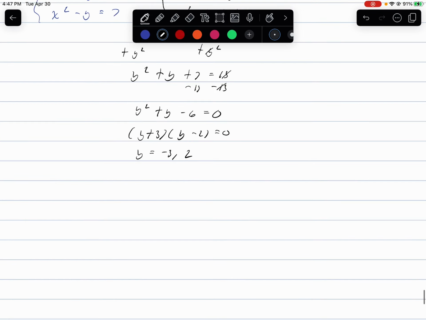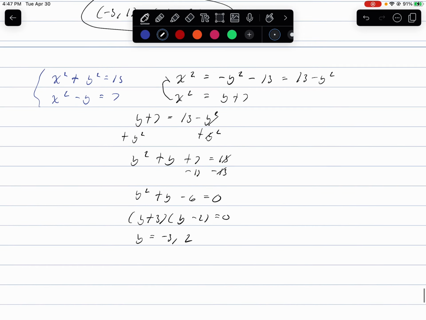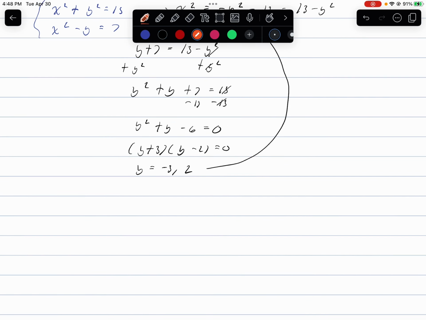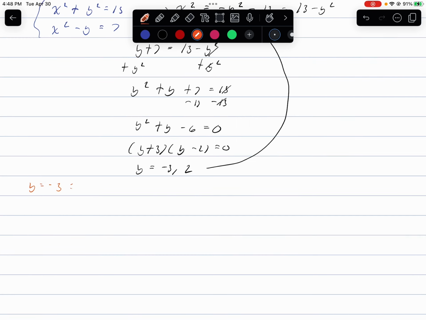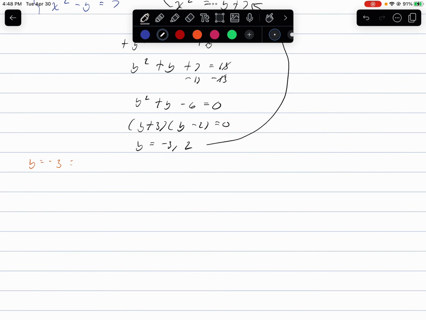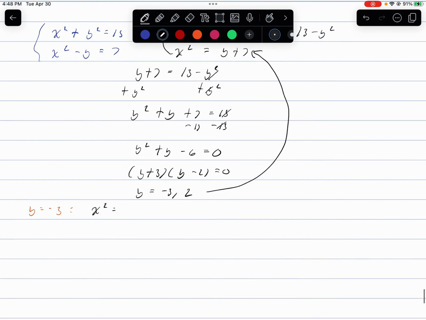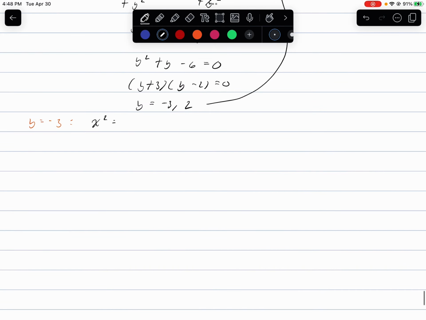Okay, and now what we can do is take these y solutions and plug them right back into, probably, this one here: x squared equals y plus 7. So if we have y equals negative 3, we're going to have x squared is equal to negative 3 plus 7.